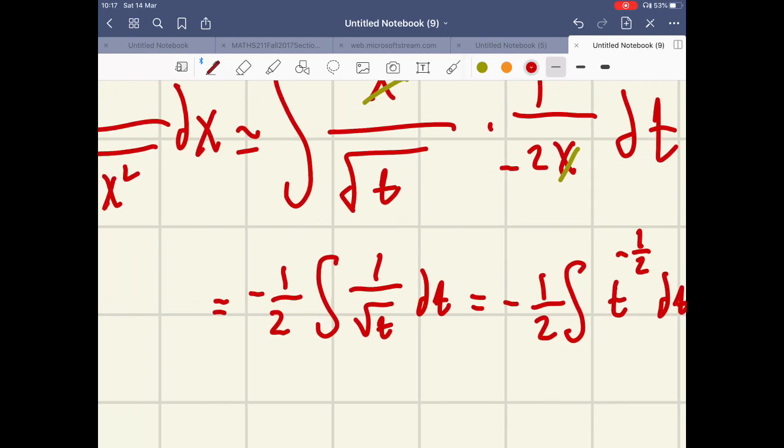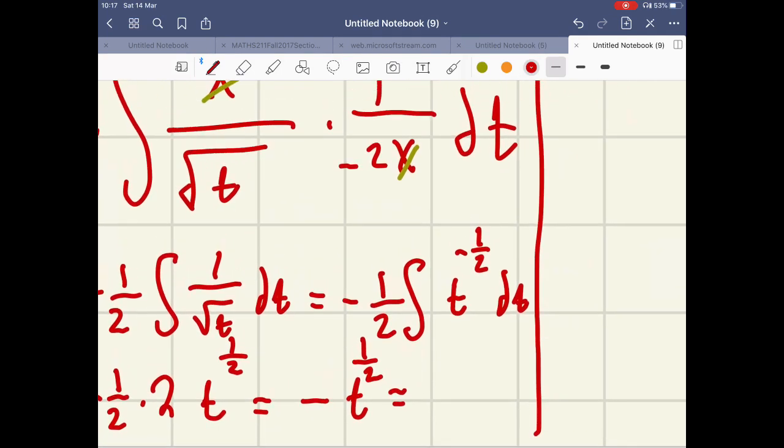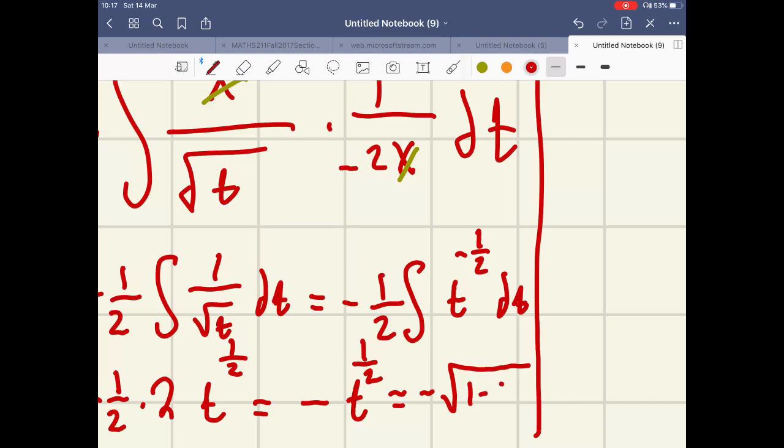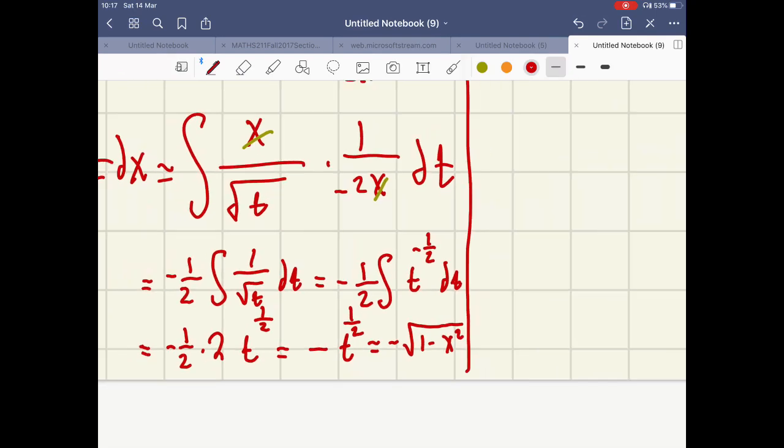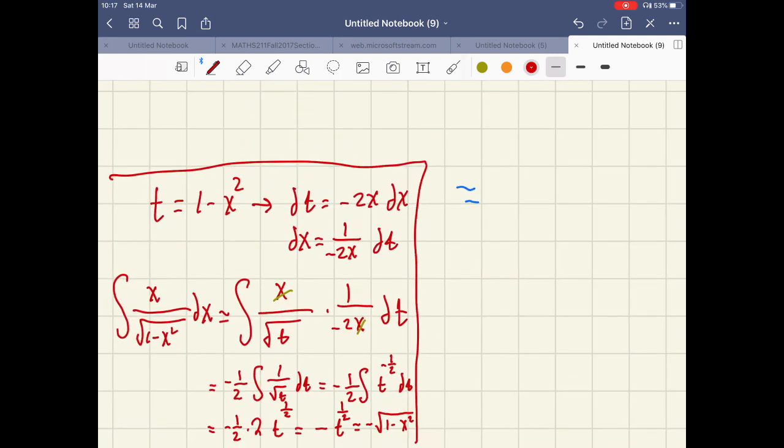And if you do negative half, you have to add 1. If you add 1 to negative half, it will be half, and then you multiply by that number, and the final answer will be just negative t to the power of half. If you go back to x, this is just negative square root of 1 minus x squared. This is a quick recall of what we do in section 5.5. We take my t, the inner function, to be everything inside the square root, and then we find dt by finding derivative, which is this one, and then we find dx alone, which is this, and we substitute it here. We get this as answer.